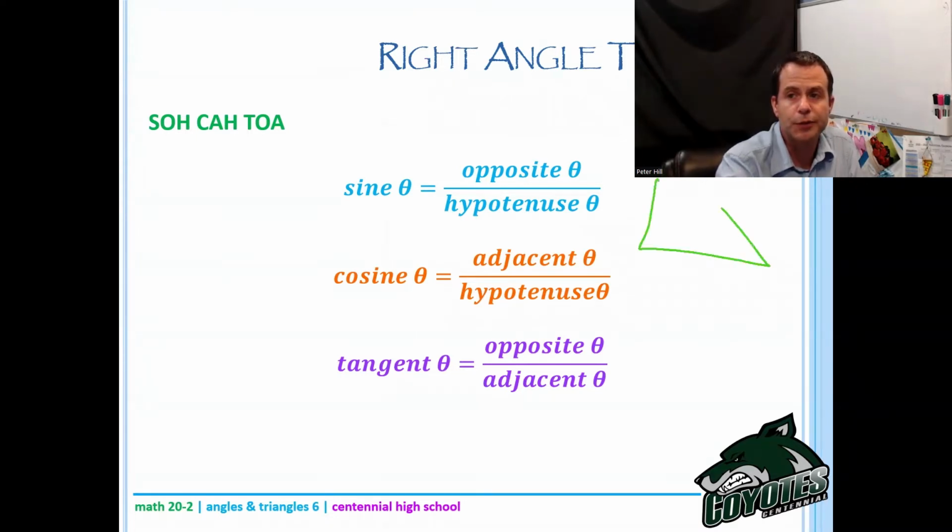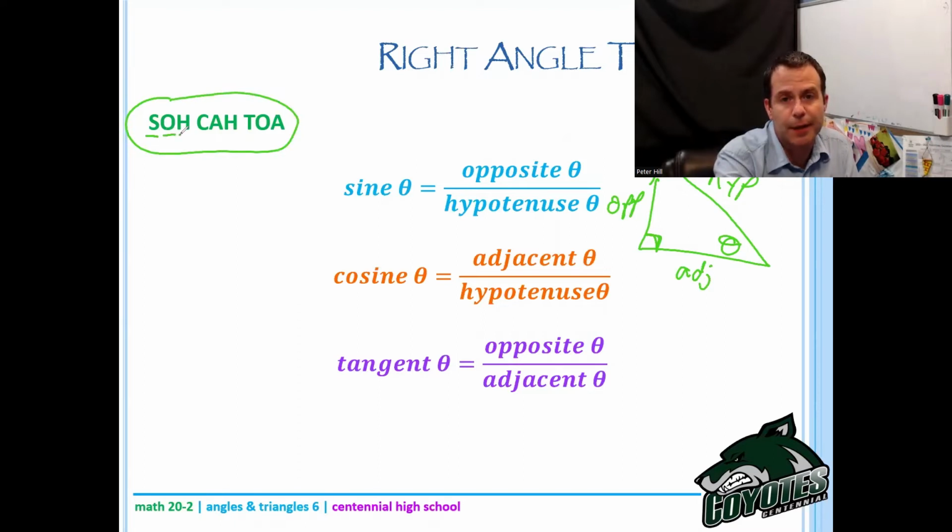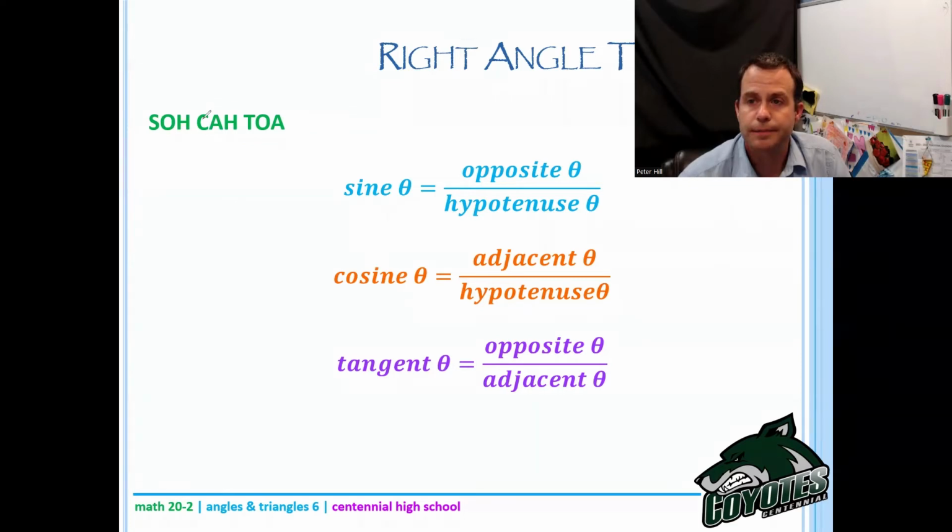So if I drew this triangle right here for you, and we were looking at theta here, this would be adjacent to theta, this would be opposite to theta, and this would be the hypotenuse, assuming you were given that that was a 90-degree angle there. And then tangent would be opposite over adjacent. So SOHCAHTOA is just a quick way to try and remember that. Sine is opposite divided by hypotenuse, cosine is adjacent divided by hypotenuse, and tangent is opposite divided by adjacent.